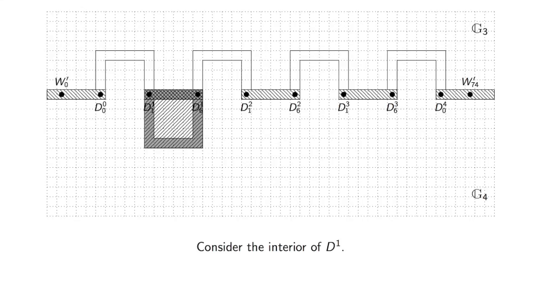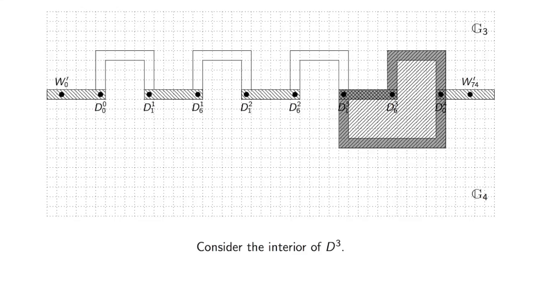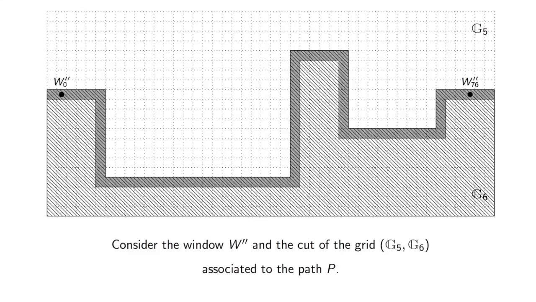Here is the interior of the first dual segment. Here is the interior of the second dual segment. Here is the interior of the third dual segment. Here is the extremum path extracted from the path P. Here is the window W'' and the cut of the grid G5 and G6 associated to the path P. The graph G6 is the right side of the dual segment D0 and D4.